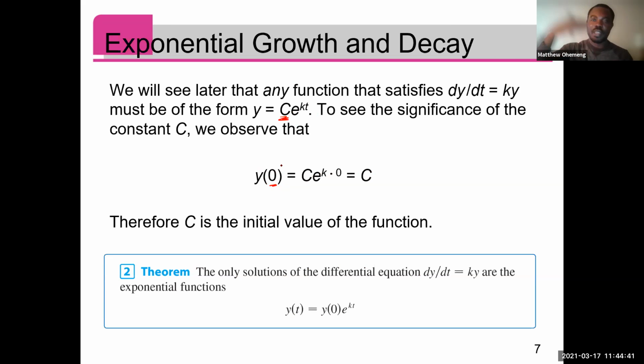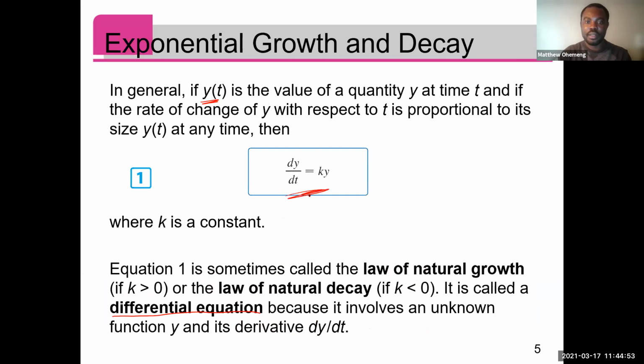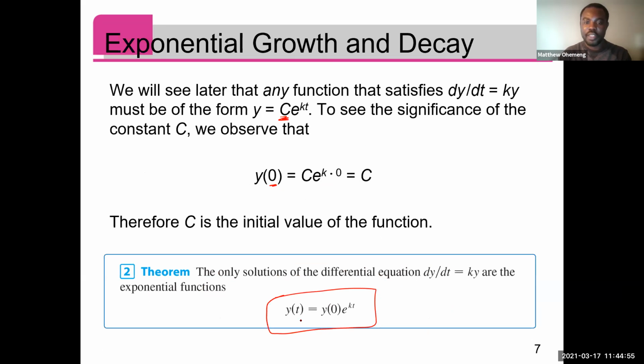Now, everything I've been saying boils down to this point. I'm just talking about how we obtain this equation, but this is what you need, this one and this property. So for the model we are considering, y of t is always going to equal y of 0 times e to the kt.